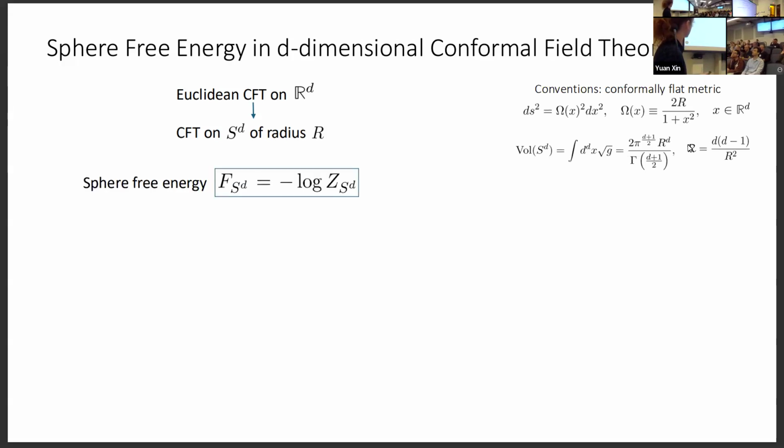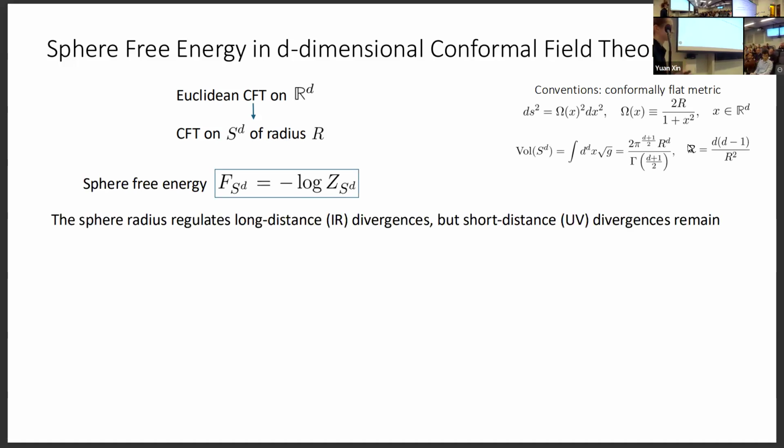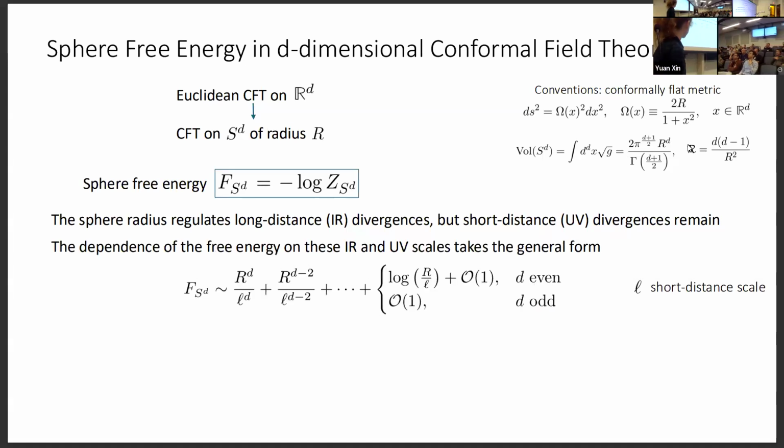And the sphere free energy is defined as just the negative log of the partition function on the sphere. And the sphere radius r is an IR regulator, but we still have UV divergences here. So the general dependence of the sphere free energy on the radius and on the UV scale, which I'm calling little l, takes this form where we start with some r over l to the d, and then we go down in powers of 2. So in even dimensions, we can have a log term.